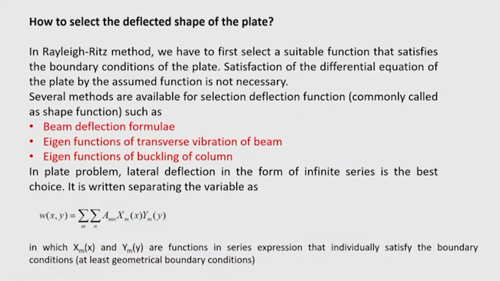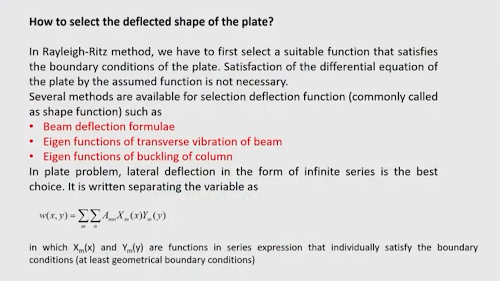So, the question arises, how to select the deflected shape of the plate. The most important thing in the Rayleigh-Ritz method, which is based on the variational principle, is to select a deflected shape, which may be called a shape function. To select a shape function, there are different guidelines available. One is that the beam deflection formula can be used.